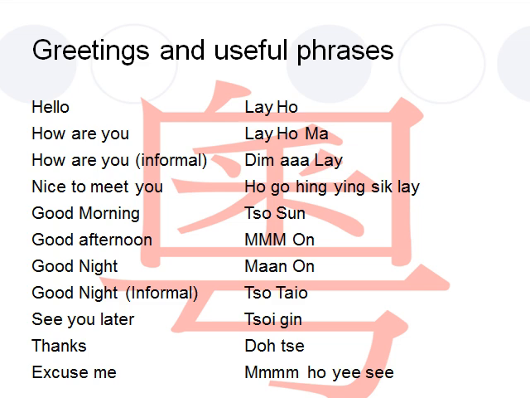Now the last one, it's a bit hard because it's a bit long too. For excuse me, we would say 唔好意思. Excuse me is 唔好意思.